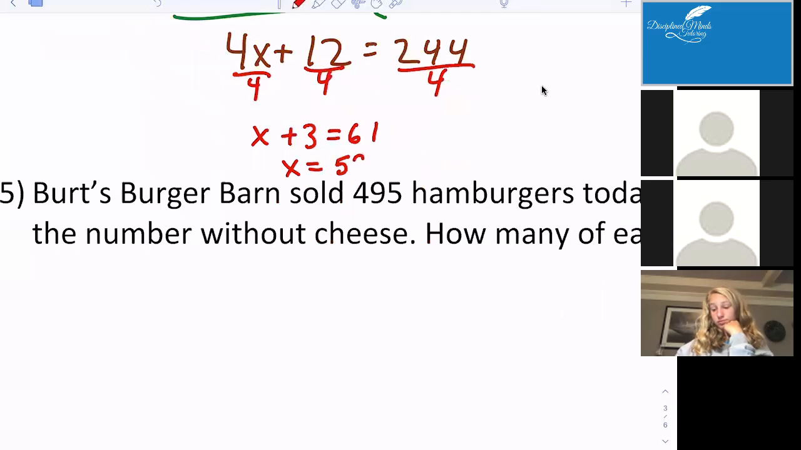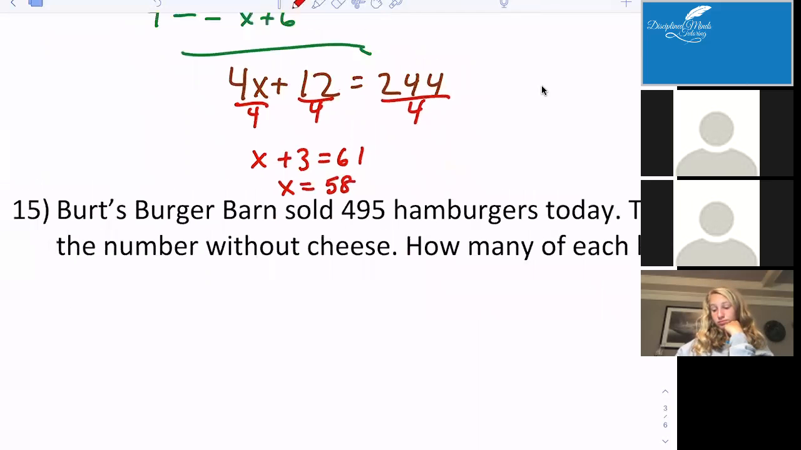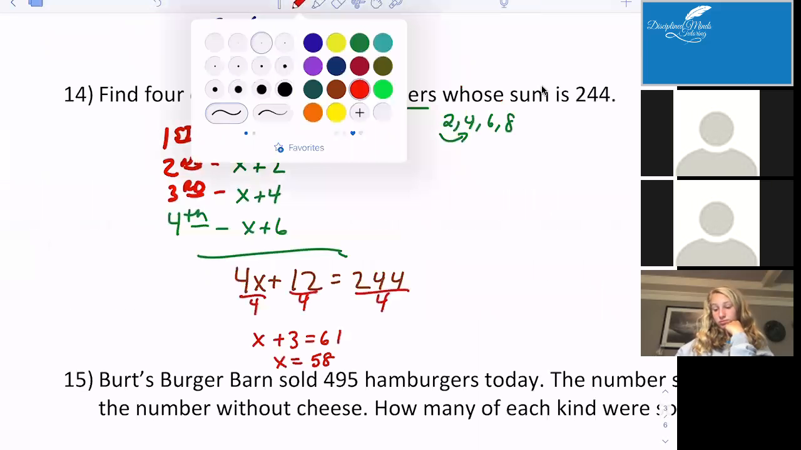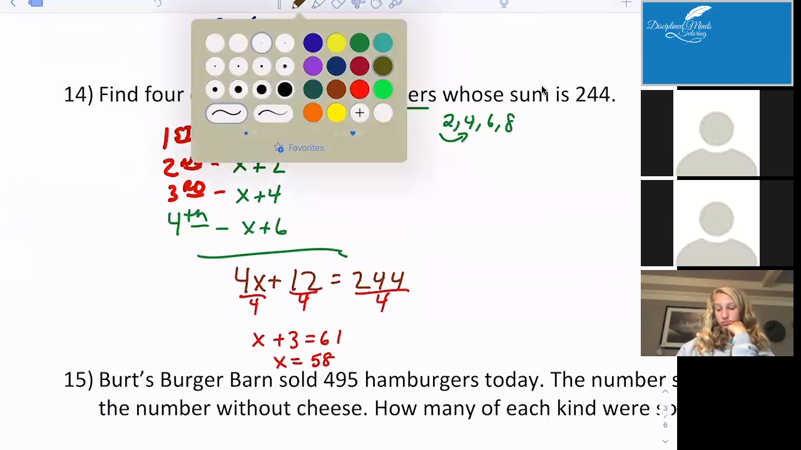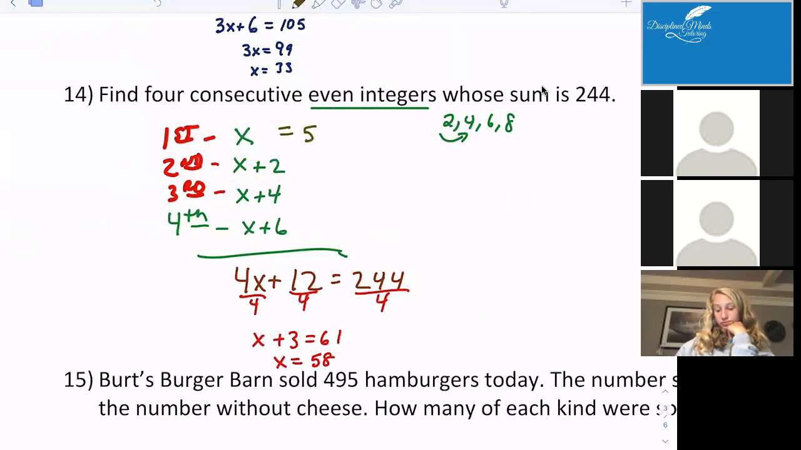58. Now we go back. What are the numbers? 58, 60, 62, and 64. Now, do me a favor. Just add those up real quick. Take your calculator. Add them up real quick and make sure they add up to 244.